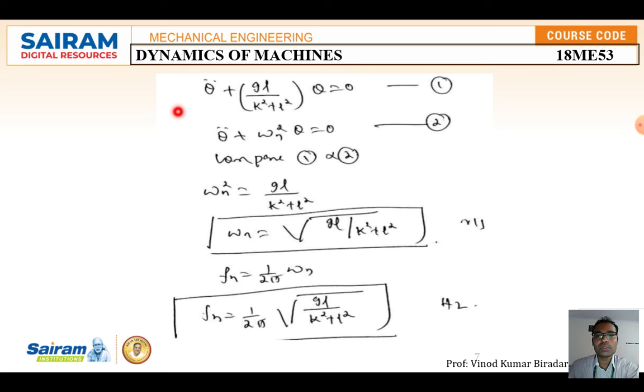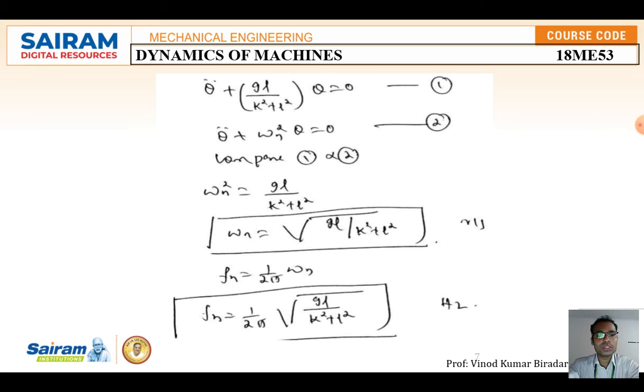Call this equation number 1. But we know that θ double dot plus ωn² θ is equal to 0. This is the normal definition we already derived in the previous slide. So now you compare equation 1 and 2. So ωn² is equal to g l divided by (k² + l²). So ωn is equal to the square root of g l divided by (k² + l²). This is in radians per second. We have to convert the given system into this equation form, θ double dot plus ωn² θ. So if you convert the equation, we easily get ωn². This is the angular frequency of the compound pendulum in radians per second.